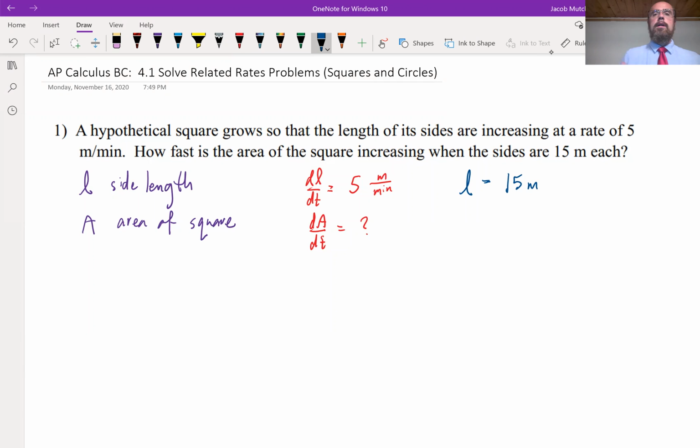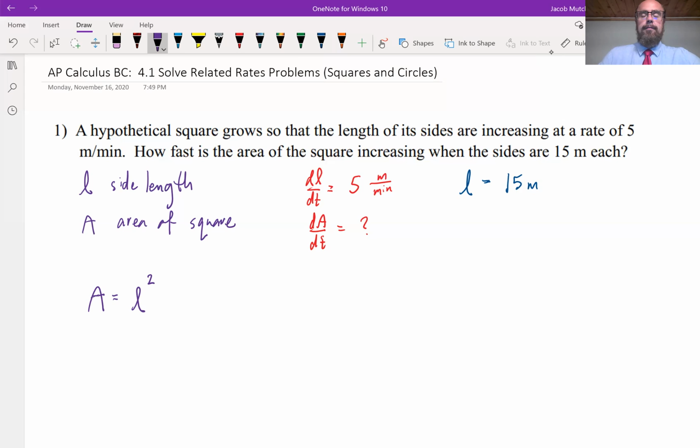So once I have my variables, my rates, and any specific data organized in this way, I want to come up with an equation that relates my two variables. In this case, I've got only two variables. So when I think about how the area of a square is related to the length of the sides, I have a formula that I can pull directly. It's the area equals the length squared. So for this situation, that formula really presents itself quite readily.